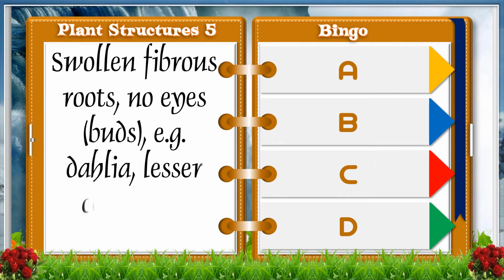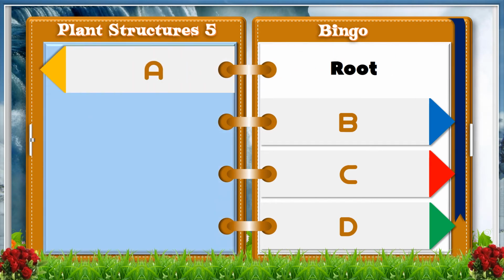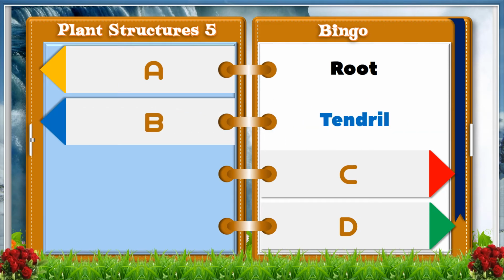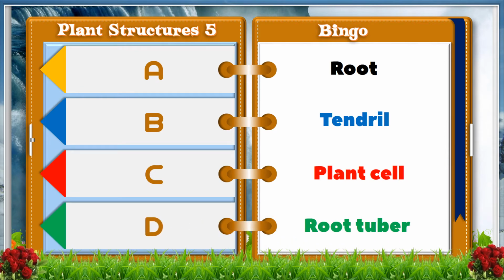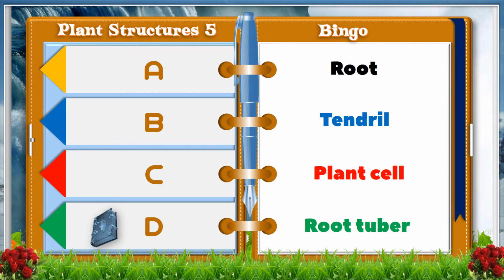Swollen fibrous roots, no eyes or buds. For example, dahlia. A. Root. B. Tendril. C. Plant cell. D. Root tuber. And the answer is D. Root tuber.